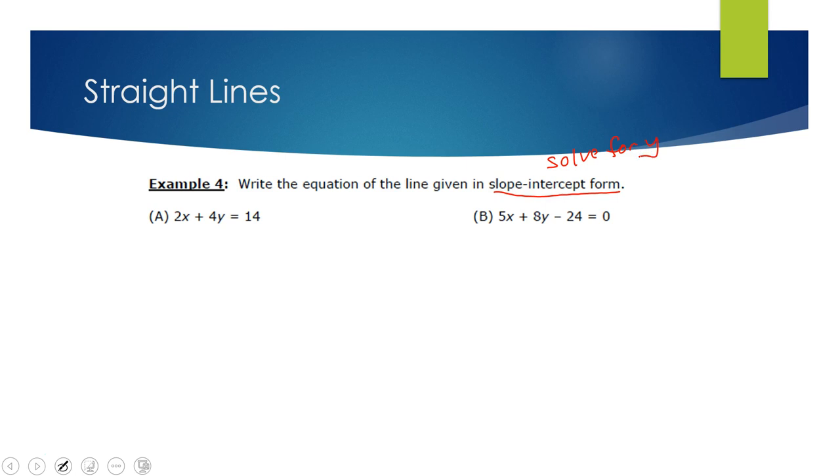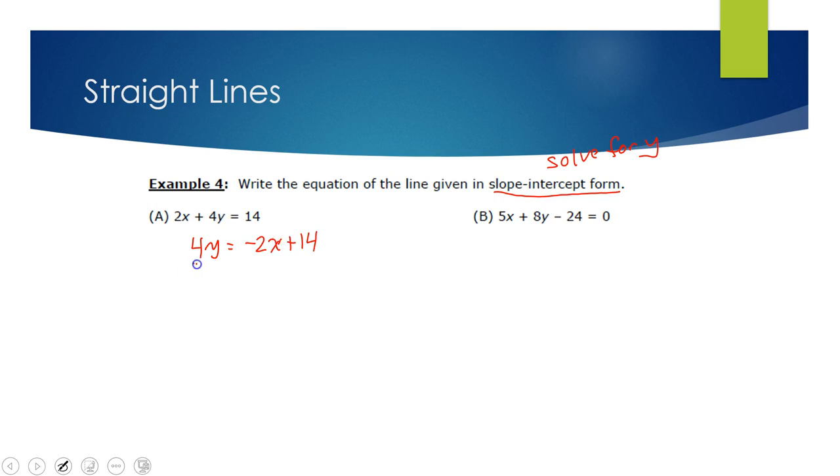It means get y alone. So on the left, I'm going to subtract 2x from both sides to get 4y equals -2x plus 14. I'm choosing to write it that way because I know that when I write the equation of a line in slope intercept form, it usually starts with some number times x. So I want x in the first position. And I'm going to divide both sides by 4.